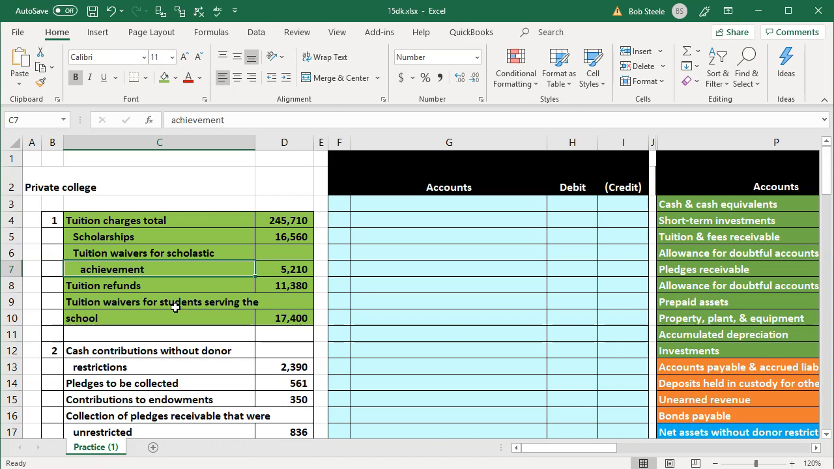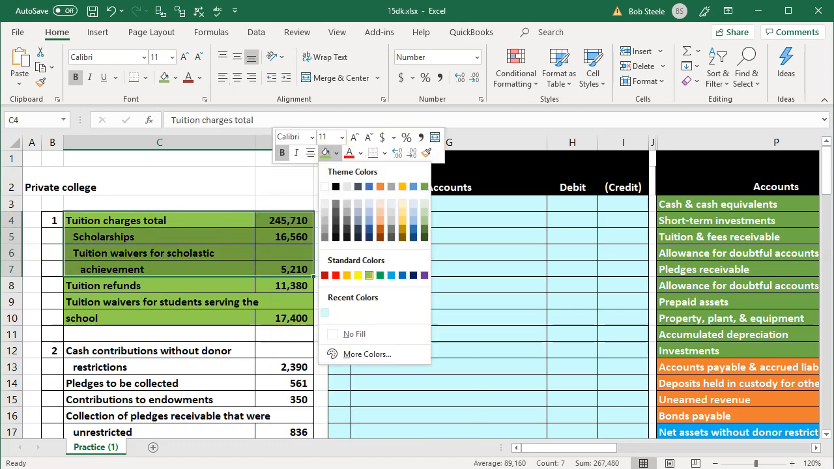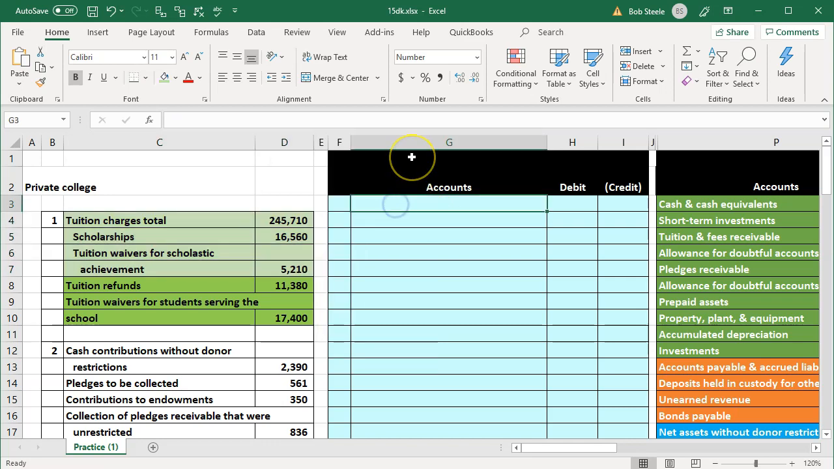Let's record these items first. So we're really concentrating on these three. I'll make them even a different color so that we can concentrate on them differently. And so number one, now we're going to say that we have the tuition, and that means that we haven't collected on it yet.